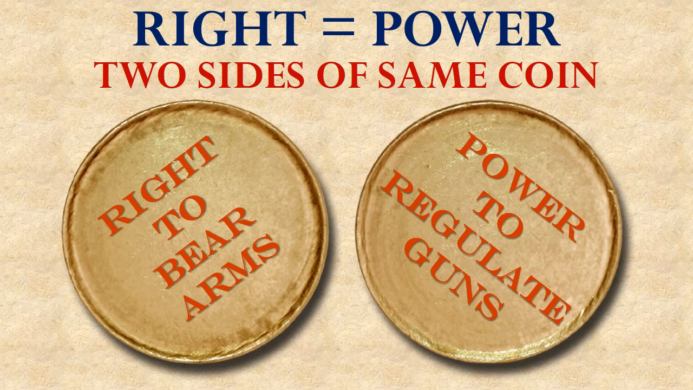The reason I'm presenting it on this slide as two sides of the same coin is that I want you to get the idea that right and power are essentially the same thing. There's one coin here, in this case dealing with the subject of guns. There is a single coin. Now, depending on how you're looking at that coin, you may call it a right, or you may call it a power, but it is the same thing. The only question really is, who has the coin? That's what decides whether or not we call it a right or a power.